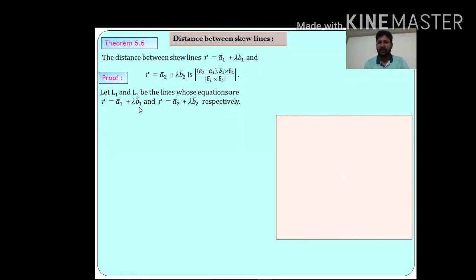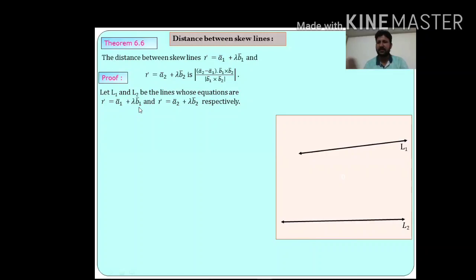Observe geometrically here, line L1 and line L2. These are the two lines. They are neither intersecting nor parallel. That is the skew lines. To find out the distance between these two lines L1 and L2.